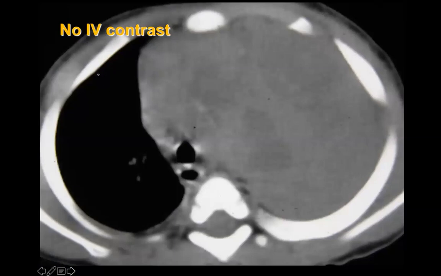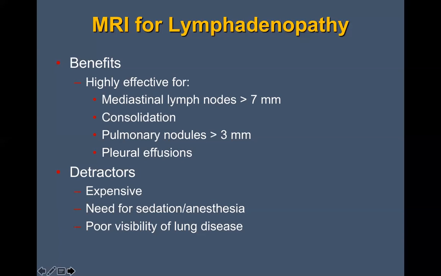So this is just an example of what you get if you do a chest CT without IV contrast. You can see there's a lot of stuff going on in here. You can't tell what's what in there. So you must have IV contrast for these chest CTs.